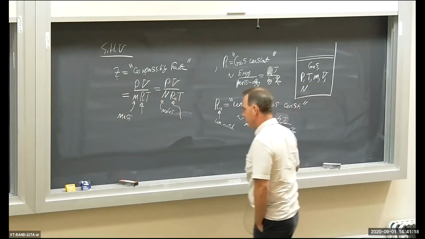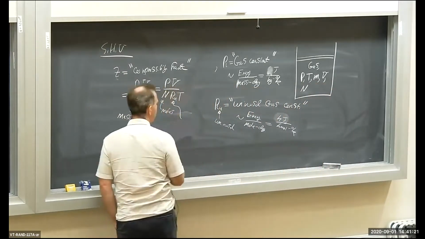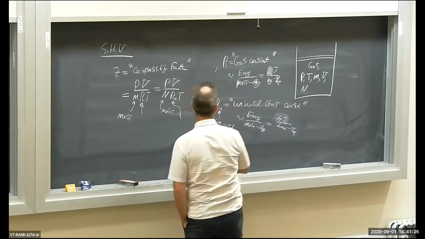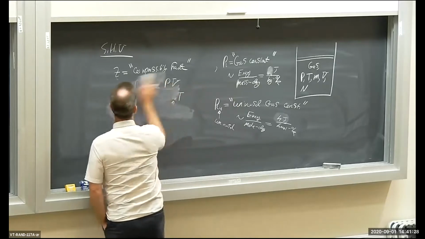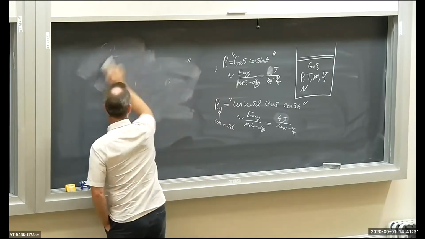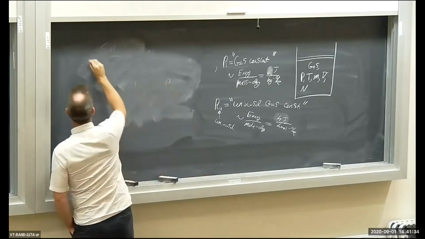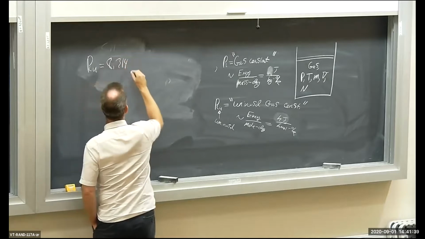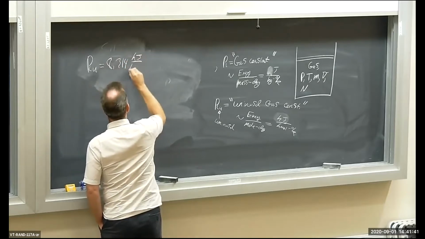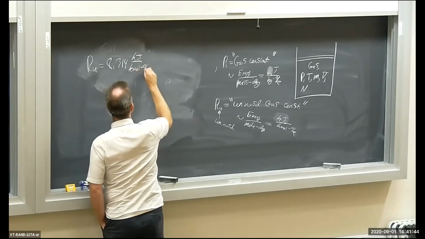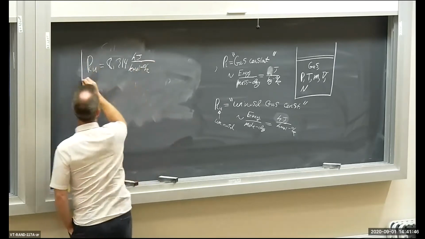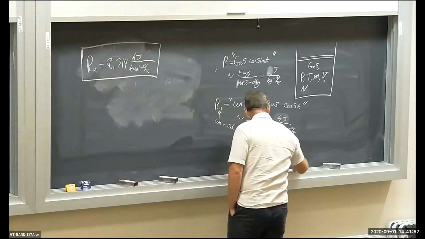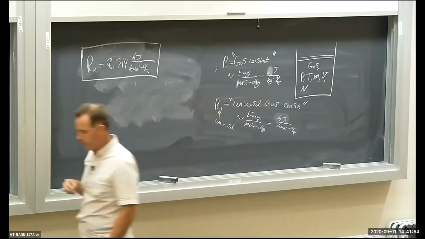The value of the universal gas constant, by the way, running out of space here. The value of the universal gas constant, R_U, is equal to 8.314 kilojoules per kilomole degree in Kelvin, okay? So 8.314 kilojoule per kilomole degree in Kelvin. That's the actual physical value of the universal gas constant.